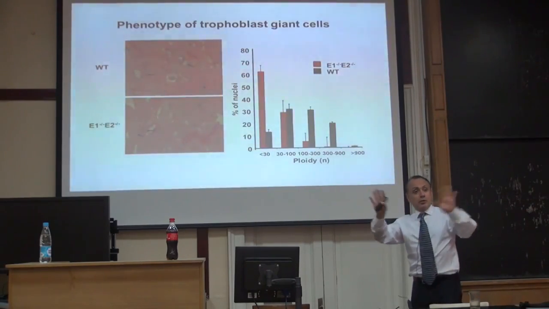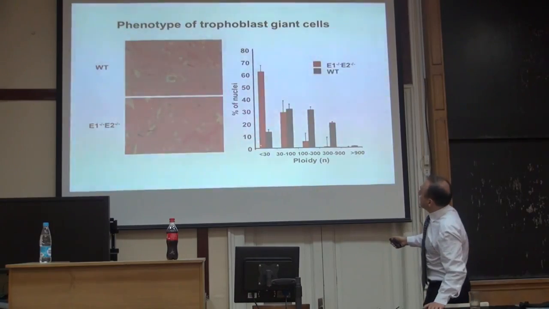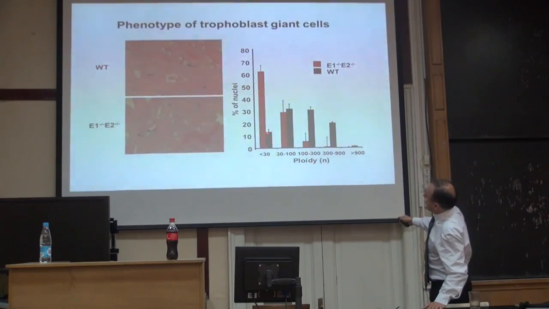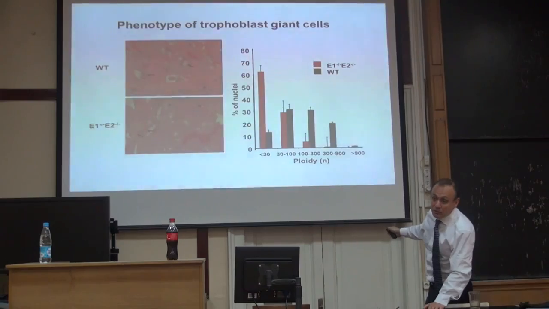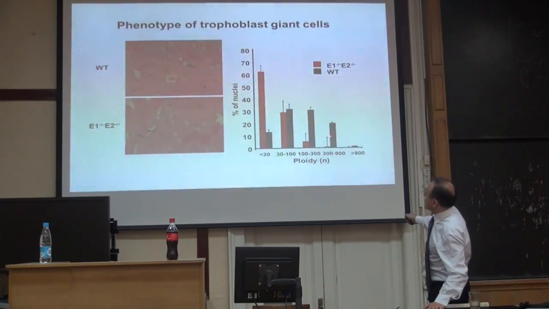Because they're 2n, 4n, 2n, 4n. But here you can see that in normal trophoblast giant cells, the cells have 30n, even 30 to 100n, or over 100n. I'm sorry, actually I'm showing you wrong. The black ones are controls, I'm sorry. So the black one is control. This is 30, 100, 300, and 300 to 900n. So this is a greatly increased amount of DNA. But in red are double knockouts, and in double knockouts, the overwhelming majority is actually less than 30.